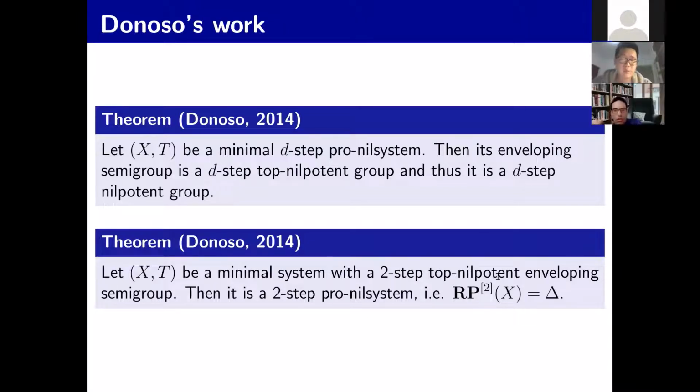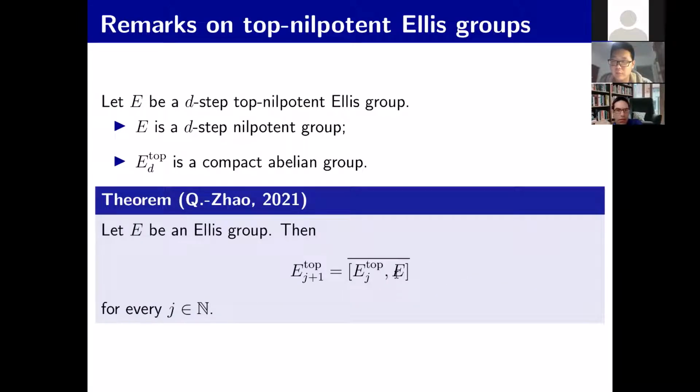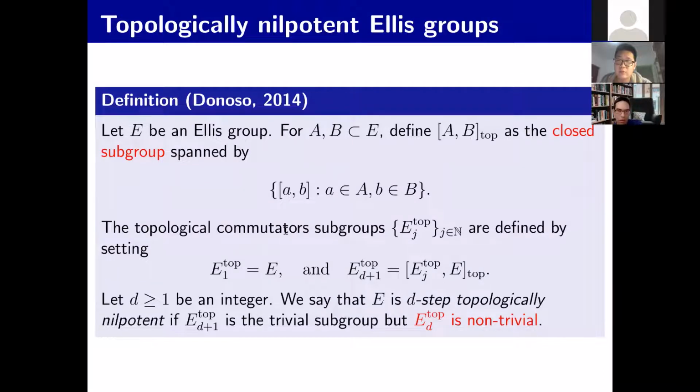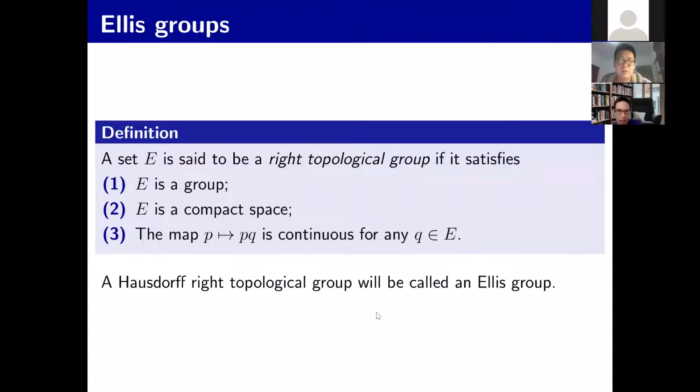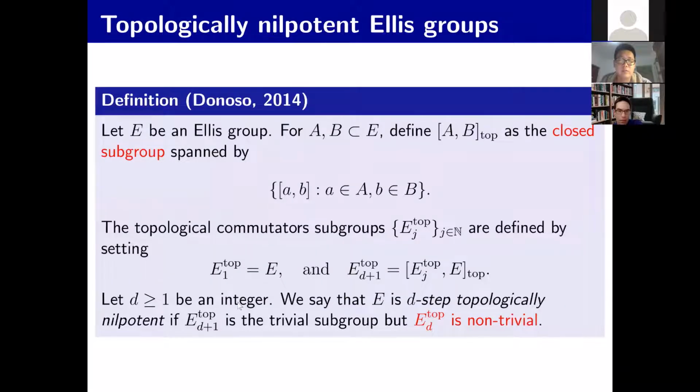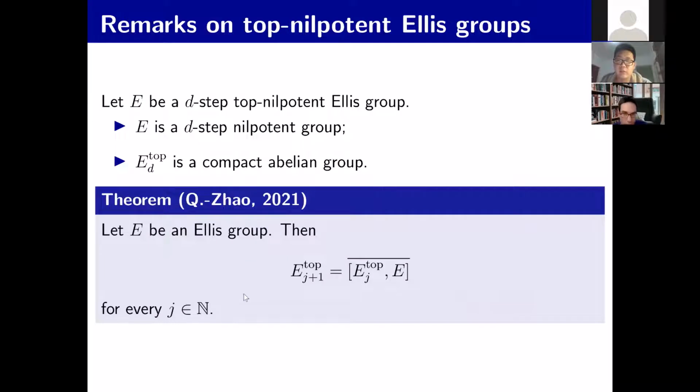Conversely, excuse me, can you show again the previous slide? The one where you defined E top. The topological filtration of Donoso. It was two slides before. One before, can you please? I'm asking about this one. Yeah. Ah, okay. The closed group spanned.